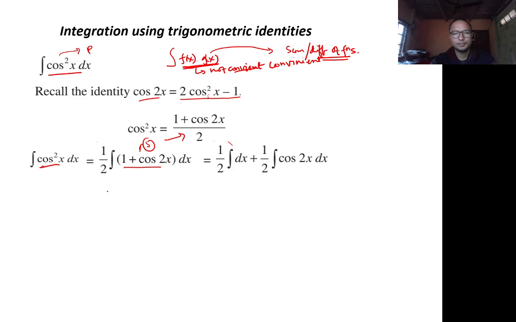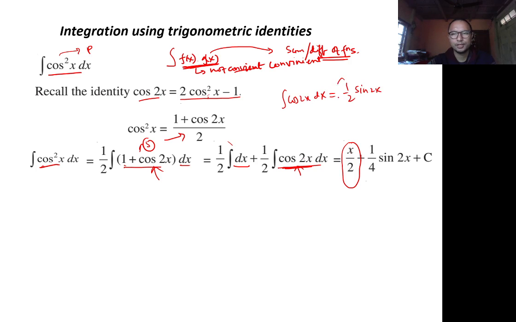Now integrate term by term. It is half of the integral of 1 dx plus the integral of cos 2x dx. The integral of dx is x, so it will be x by 2. The integral of cos 2x dx is 1 by 2 sin 2x. So half times 1 by 2 gives 1 by 4 sin 2x, plus c, and that's it.